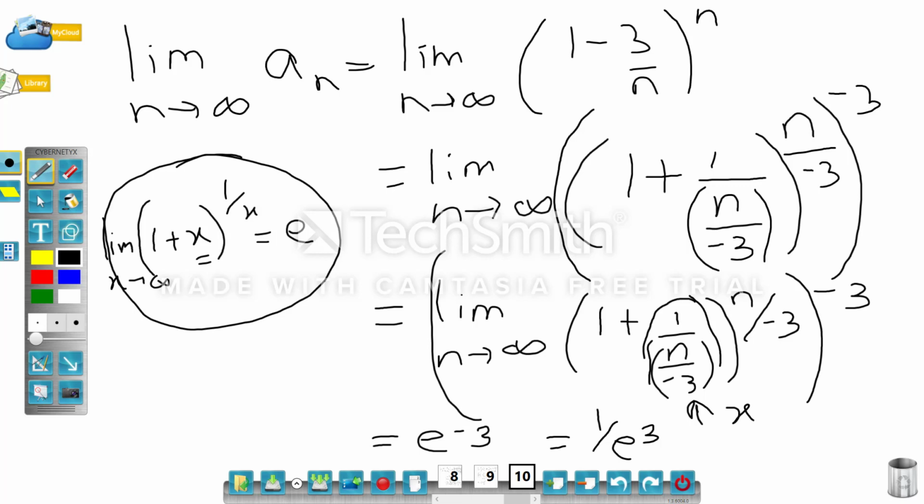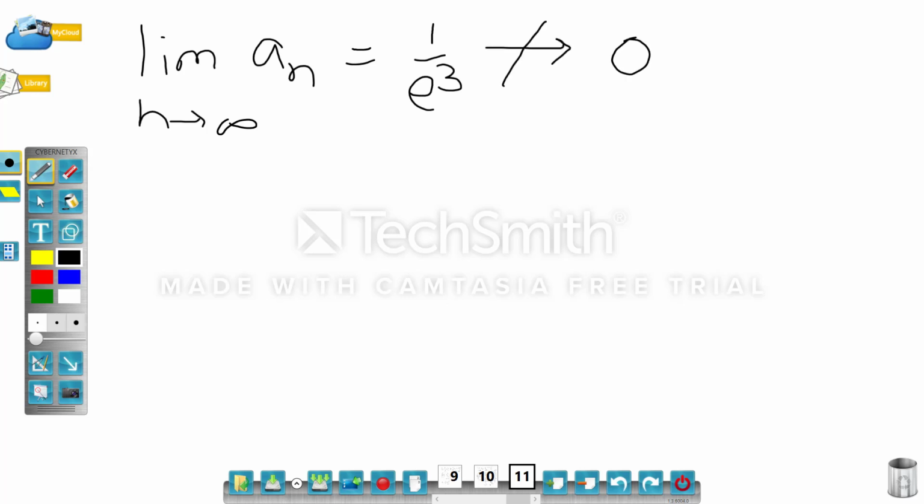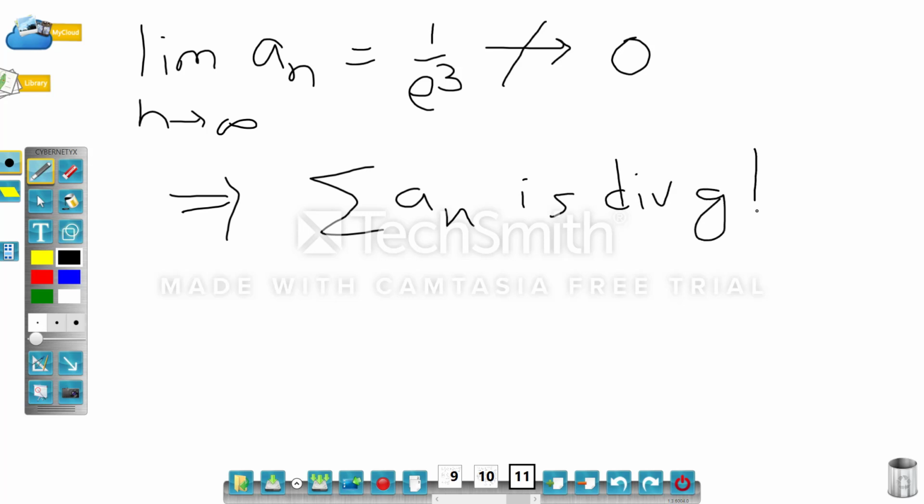So the limit of a_n as n goes to infinity is 1 upon e cube, which does not converge to 0. If the series is convergent, then its nth term must converge to 0. If the nth term does not converge to 0, it implies the series is divergent. That's one of the fundamental results of series, which we have done in the very first lecture. So this would imply series a_n is divergent.